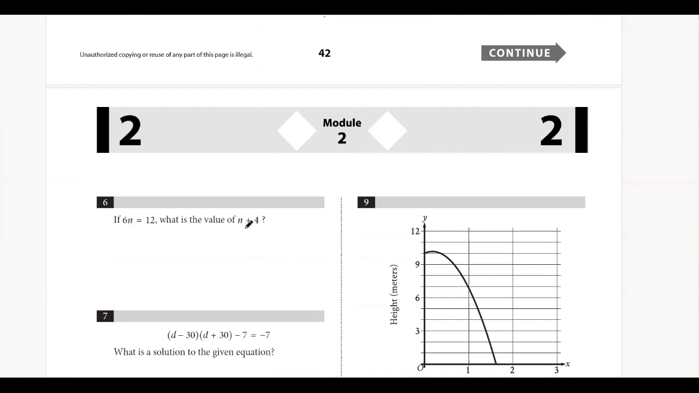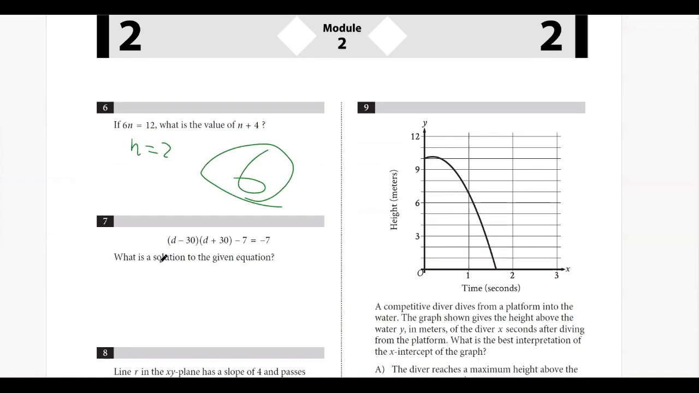If 6n is equal to 12, what is the value of n plus 4? Well, we know that n is equal to 2, and 2 plus 4 is 6. What is the solution to the given equation? So get rid of the absolute value here. 30 or -30, just pick one of them, and that satisfies.